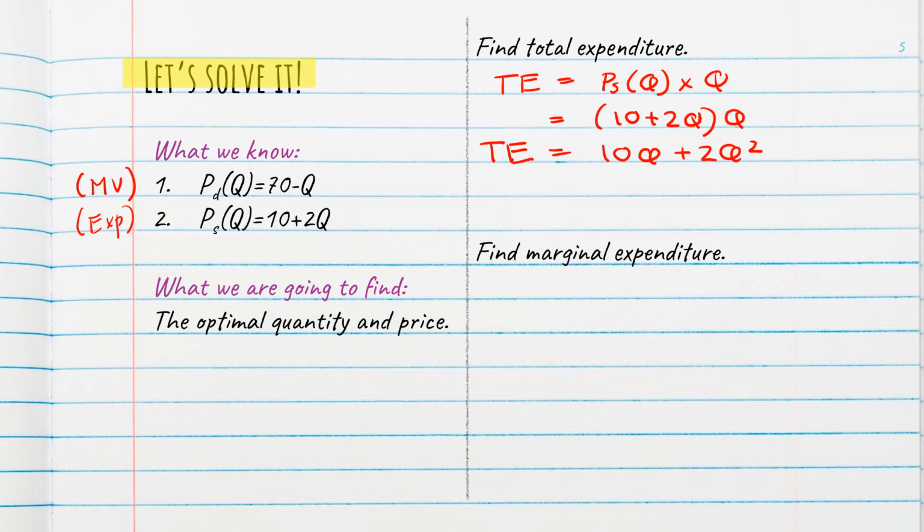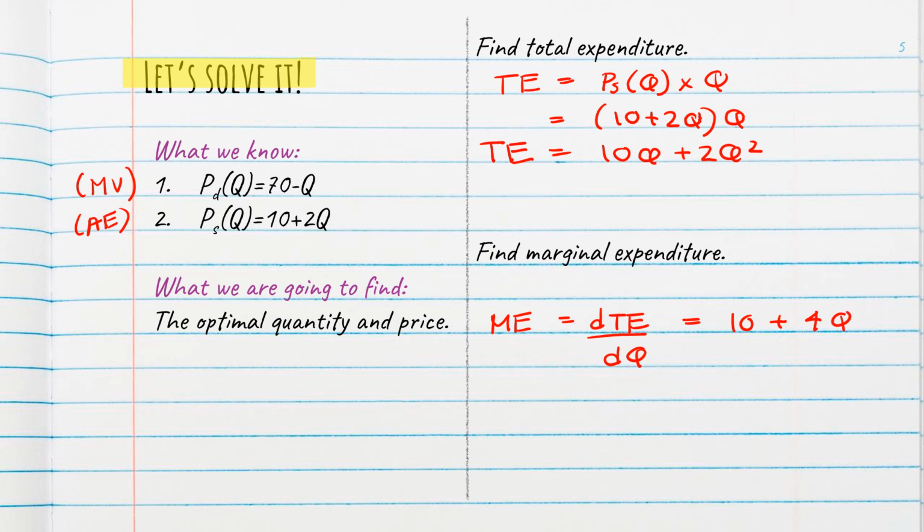If you're curious about what this inverse supply curve really is, I labeled it expenditure, but technically it's average expenditure. That's what we call this. And we can take our average expenditure and multiply it by Q to find total expenditure. Once we have total expenditure, we can find marginal expenditure. Marginal expenditure is just the derivative of total expenditure with respect to Q. So in this case, that will be 10 plus 4Q.